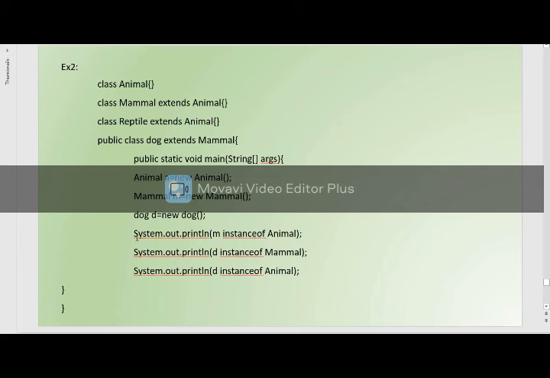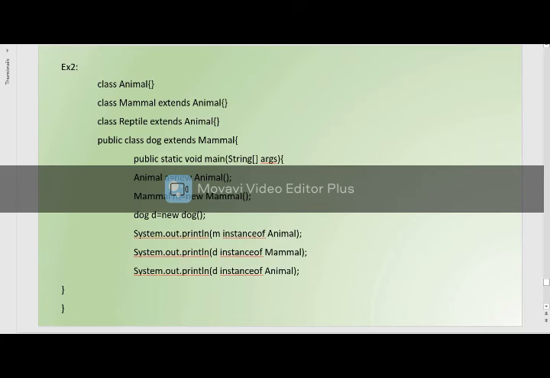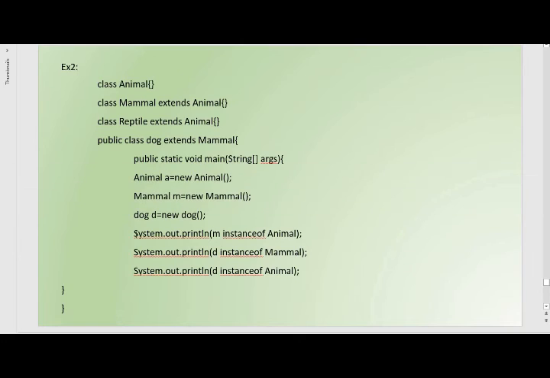And secondly, mammal class M equals new mammal. Here we create the object. Object name is M by referring to the mammal class. After that we create the object D using the dog class. And after that you can see that there are three print statements. M instanceof animal. What is the M? M is the object. Instance of animal.